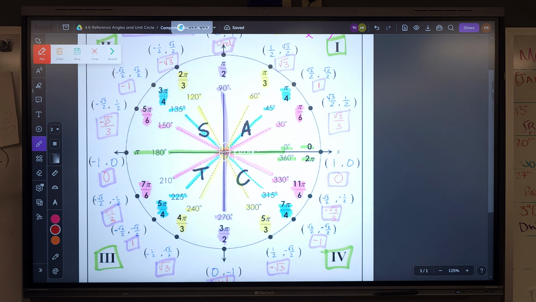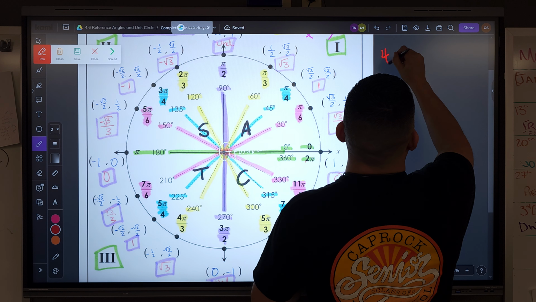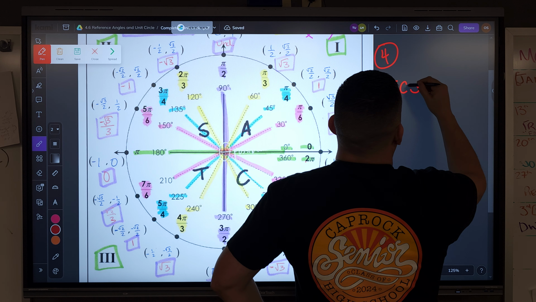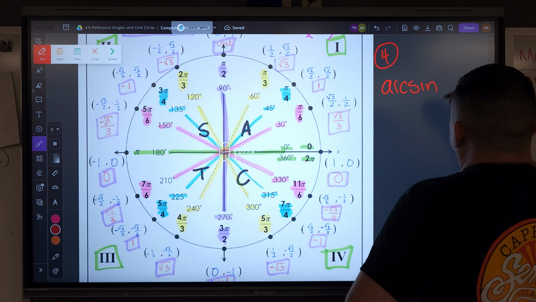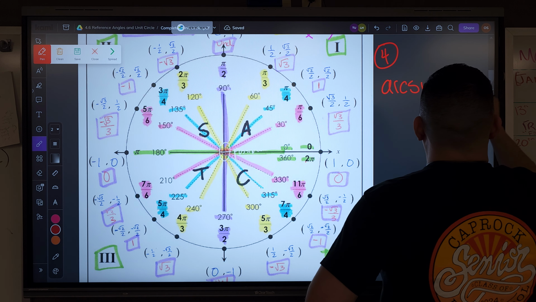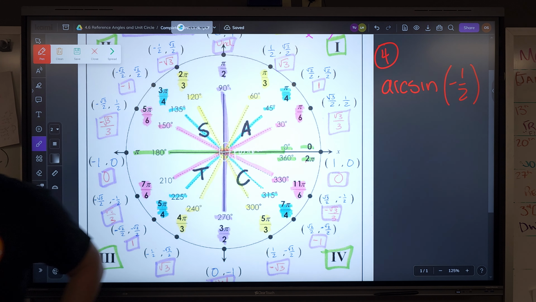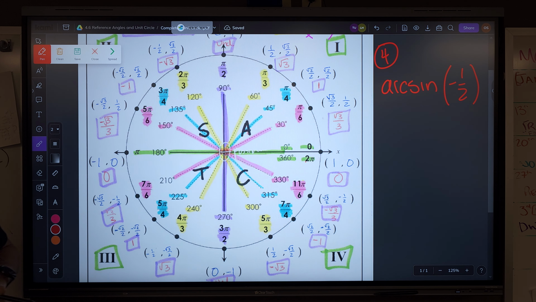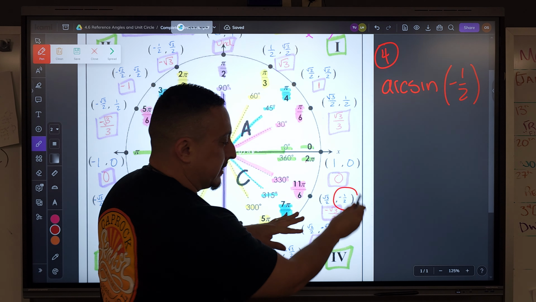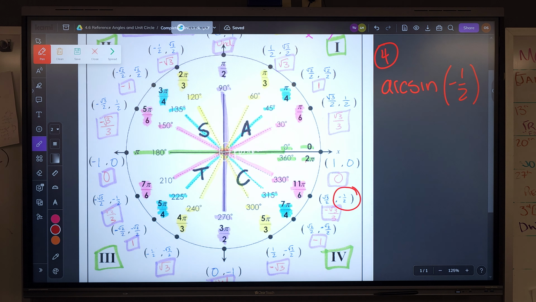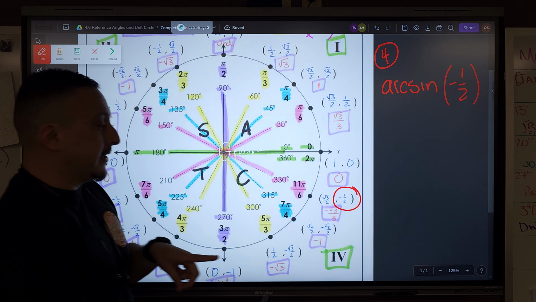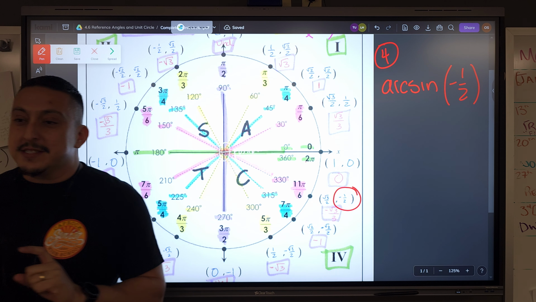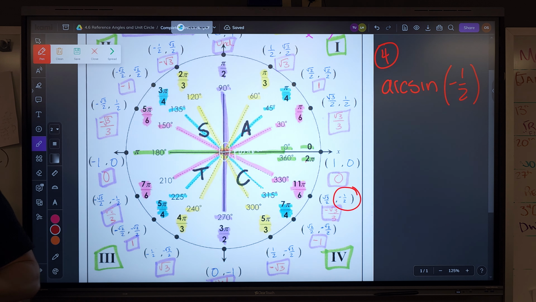Okay, one little curveball. So let's try number 4. Let's do the arc sine of -1/2. Let me explain this one to you. Where do you see -1/2? Everybody see it right there? Okay, it's right there, right? So the answer you would think is 11 pi over 6, but it's not. Why? It's kind of, but not.